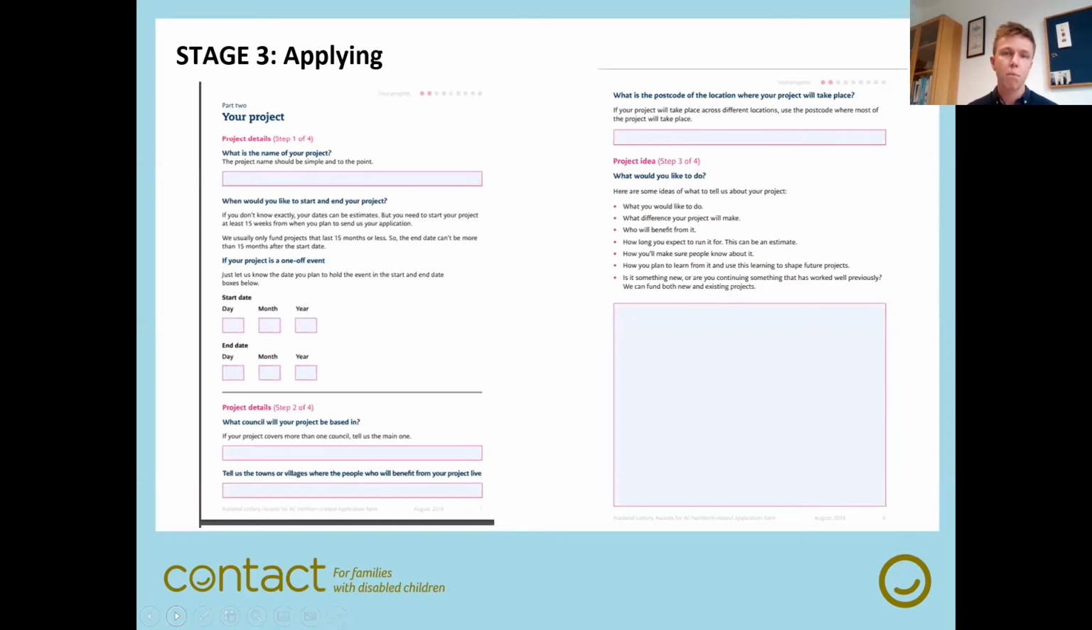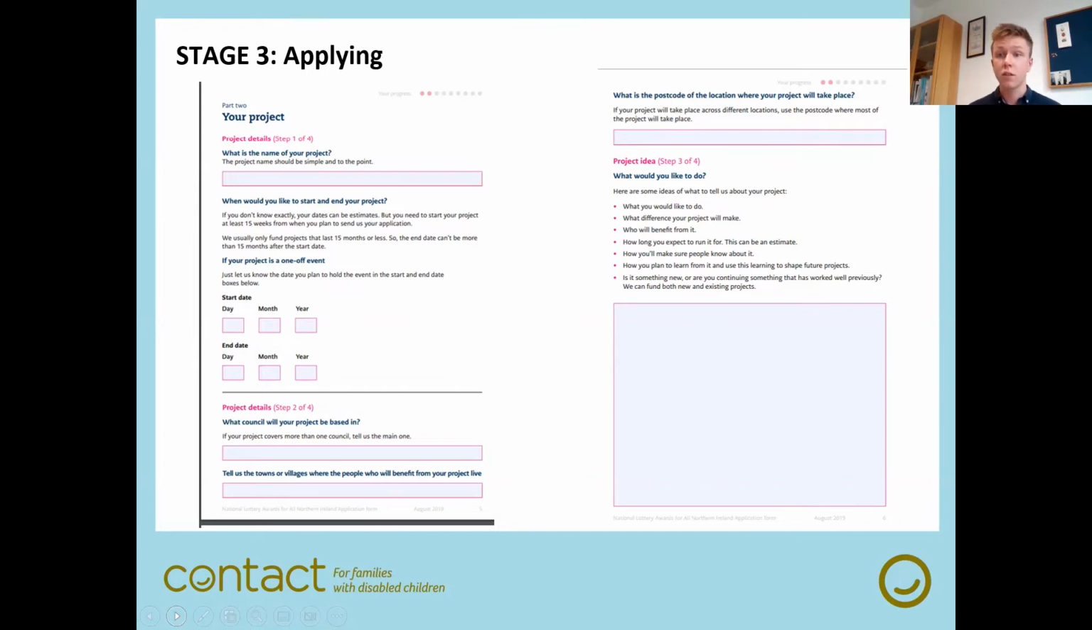So here's an example of what an online application form might look like. This one is taken from the National Lottery, from Awards for All. With this one, this is where you'd be using your case for support, which has all the information about your project, the cause, and why you're doing what you're doing, and you then use that information to fill in the form. You can see here some examples of questions that you might be asked, but they will ask for some quite specific information as well.